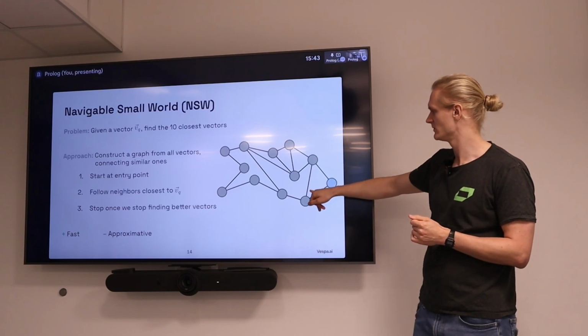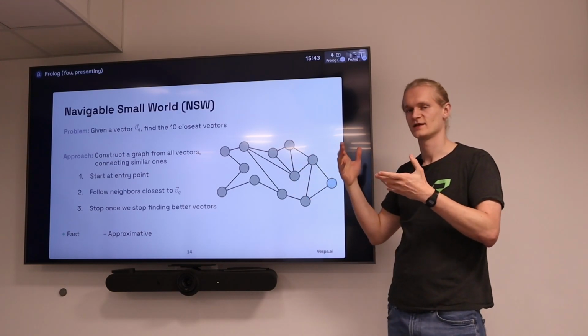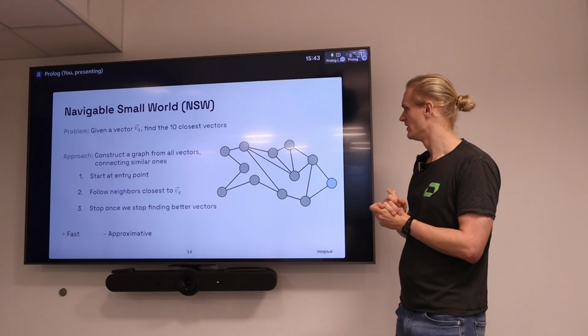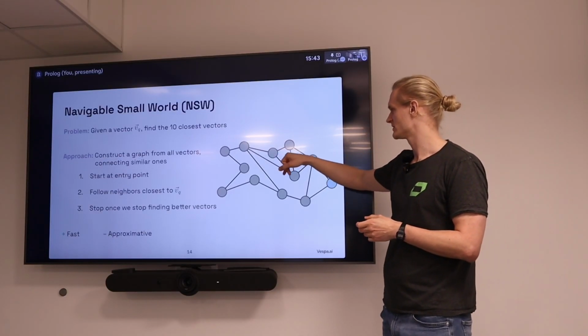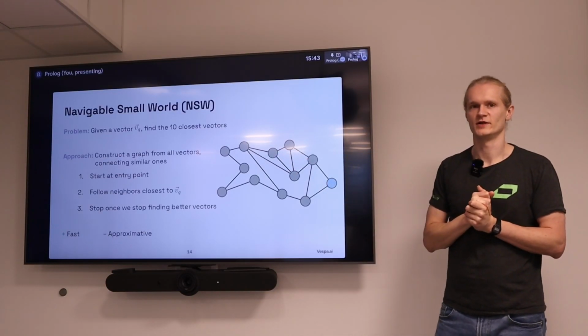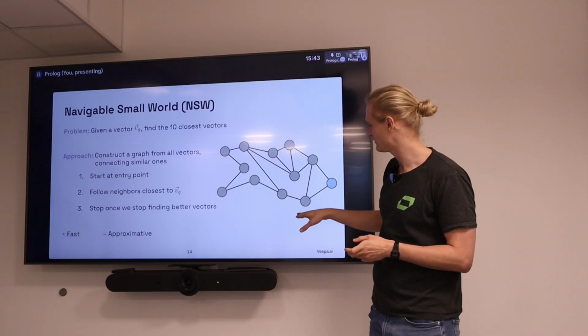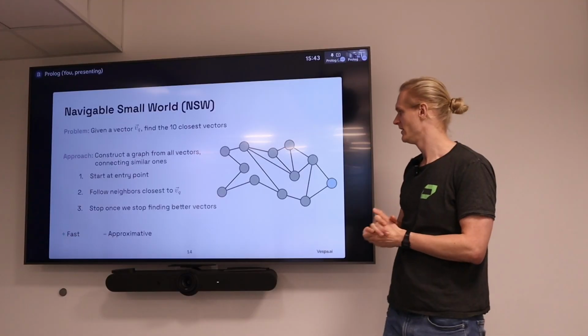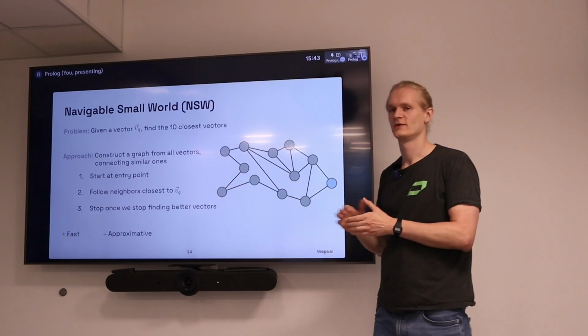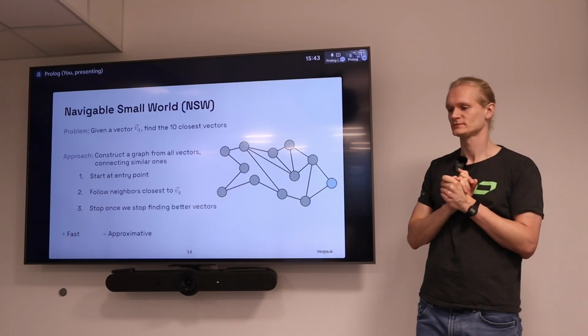So these vertices represent our vectors, in this case our podcasts. And we connect a vertex to vertices that are similar. So maybe here we have baking podcasts, down here we have movie podcasts, and back there we have music podcasts.